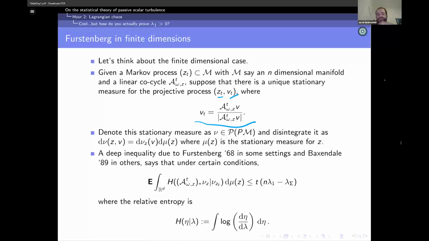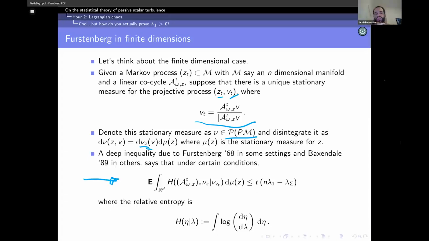Now, the stationary measure is a probability measure on the projective bundle of the manifold. And so, knowing that you have a unique stationary measure for the Z_t process, you can disintegrate it with respect to this measure mu. And so you have these fiber measures, which give you for every z a measure on projective space, these nu_z's.